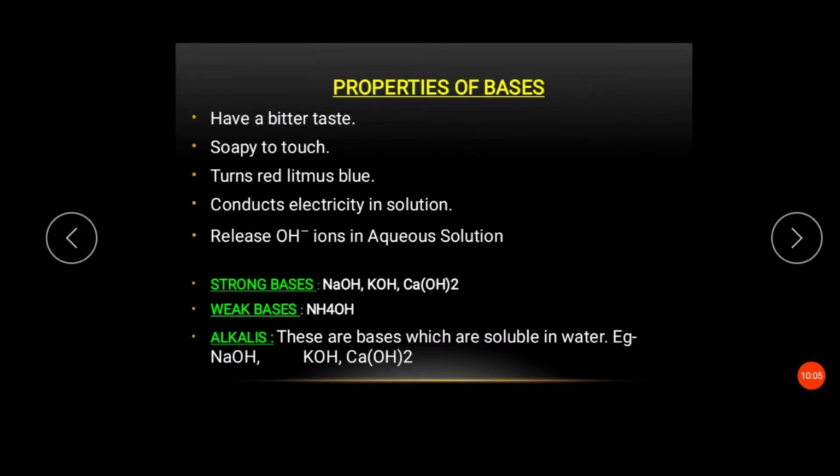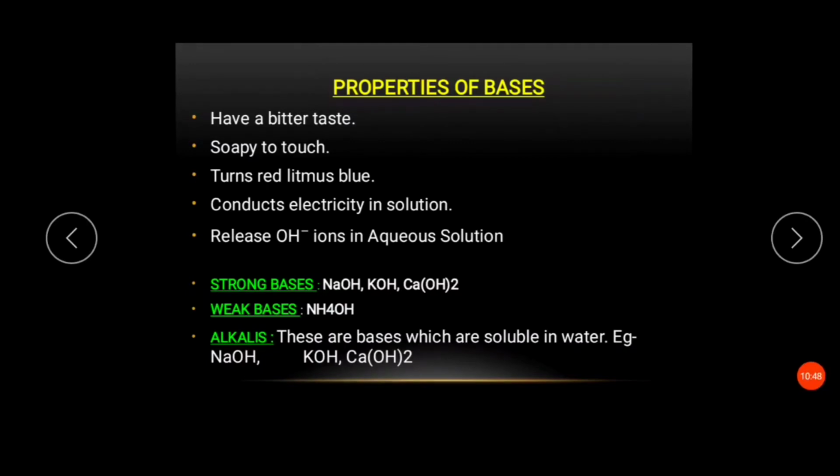Next, properties of bases. Two simple properties which we know: they are bitter in taste, okay, bitter in taste, and they are soapy in touch. They change red litmus paper to blue. See, soapy in touch, it means the soap which is present in your washroom, that is bitter in taste, and it is soapy in touch, it means that is a base, and it will turn red litmus paper to blue. It conducts electricity in solution. It releases OH minus ion in aqueous solution. Acid used to release H plus ion, and base releases OH minus ion, hydroxyl ion, in solution.